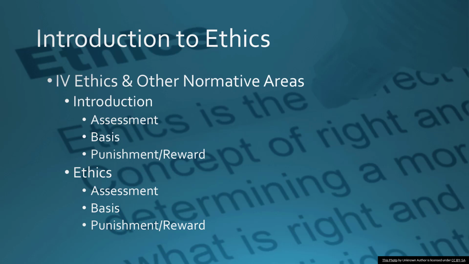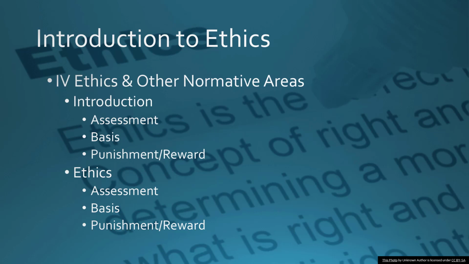Ethics and other normative areas. One way to get a better grasp of ethics is to look at its family members, other normative areas that are related to them. Now, ethics is a normative area. That means it deals with norms, which is a way of saying that it deals with values. And these other normative areas overlap with ethics, and again, they're sort of like family members.